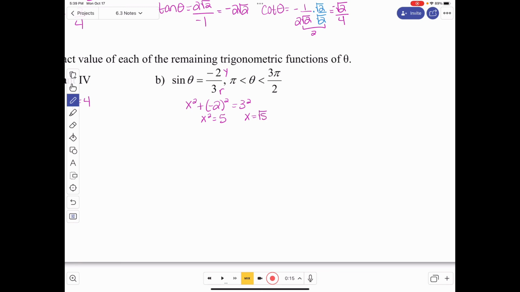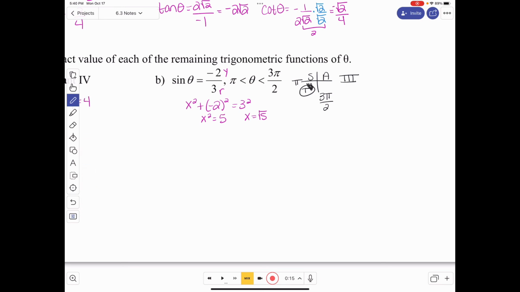Now, this one tells us that theta is between pi and 3 pi over 2. Remember on our graph, this is where pi and 3 pi over 2 are. So if it's between these two, it's in here. So it's going to be in quadrant 3. So the ones that are going to be positive are tangent and cotangent.